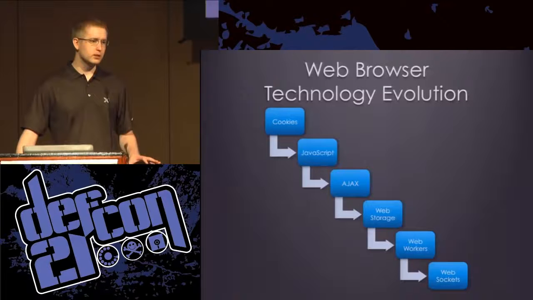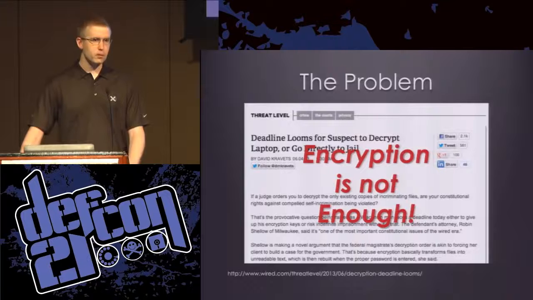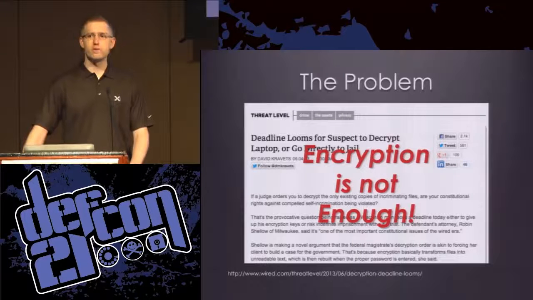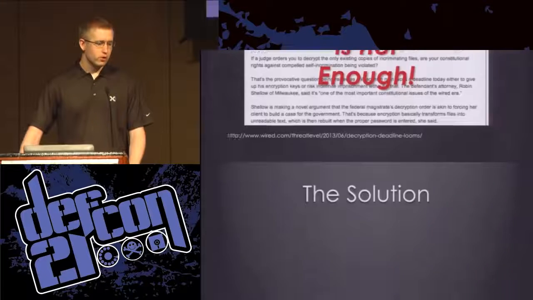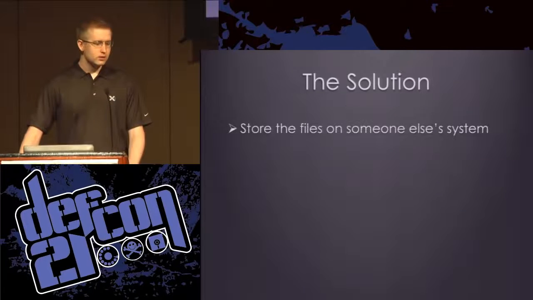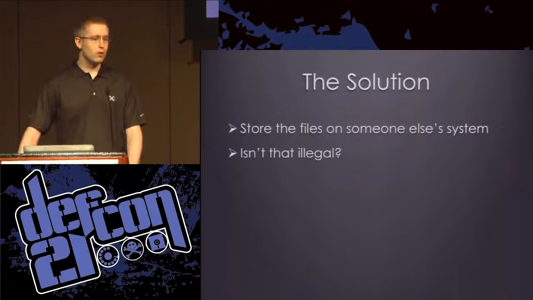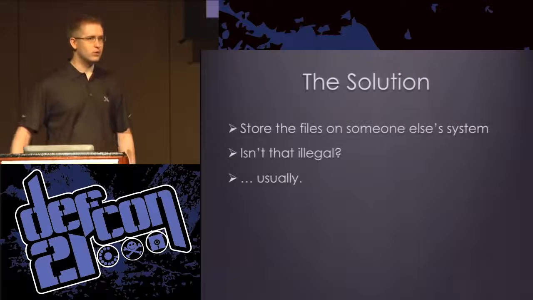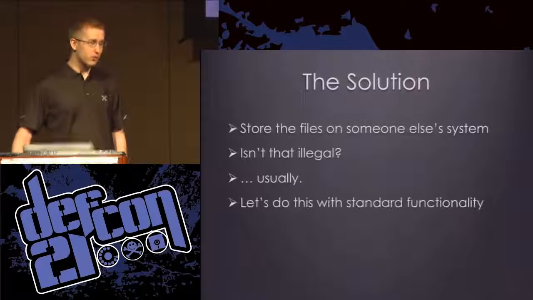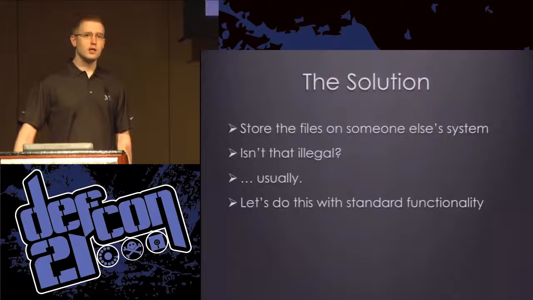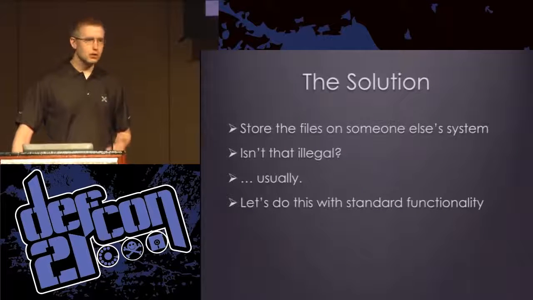Encryption is not always going to be enough. So if we can't simply store the files encrypted on our own systems, what can we do? The first thing that comes to mind, store the files on someone else's system. That way if your system is seized, then the files aren't there. The problem is that that's usually illegal. So what I want to do is look at a way to do that with standard functionality in a way that's at least less illegal, mostly legal.